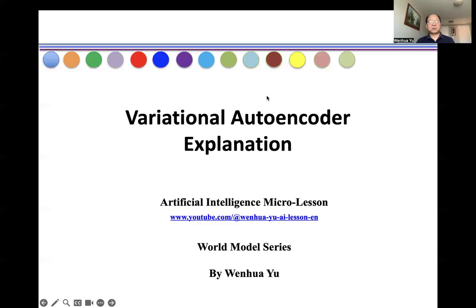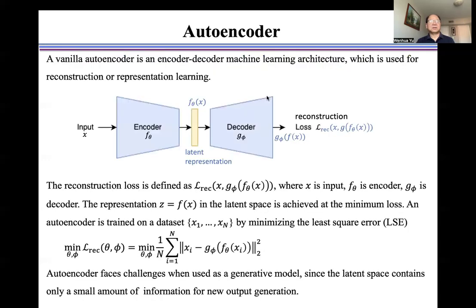In this video, I introduce a variational autoencoder. A vanilla autoencoder is an encoder-decoder machine learning architecture, which is used for reconstruction or representation learning, as shown here. This is the encoder, this is the decoder, this is the input, this is the latent representation, and this is the reconstruction.